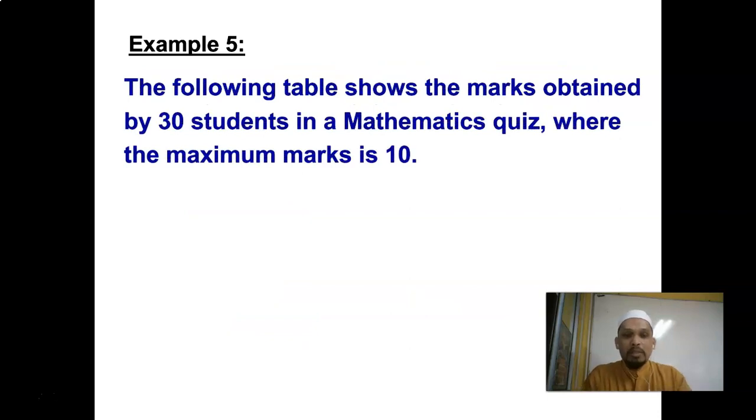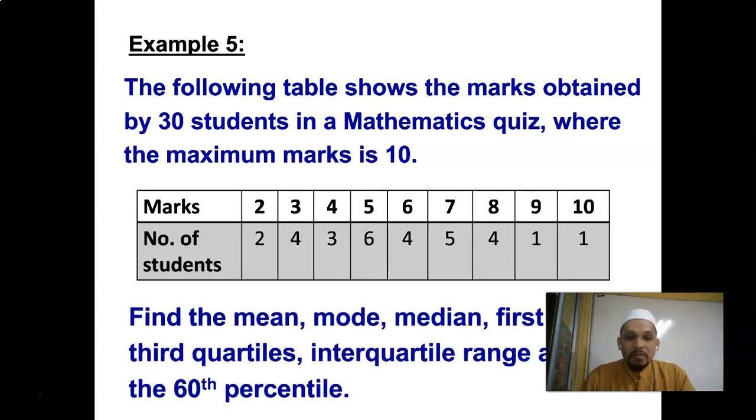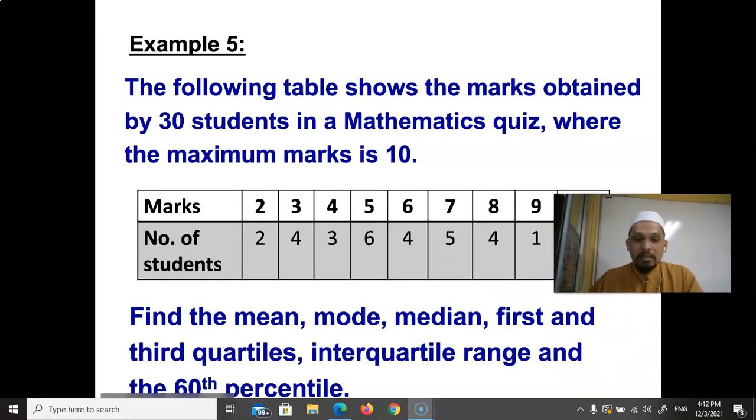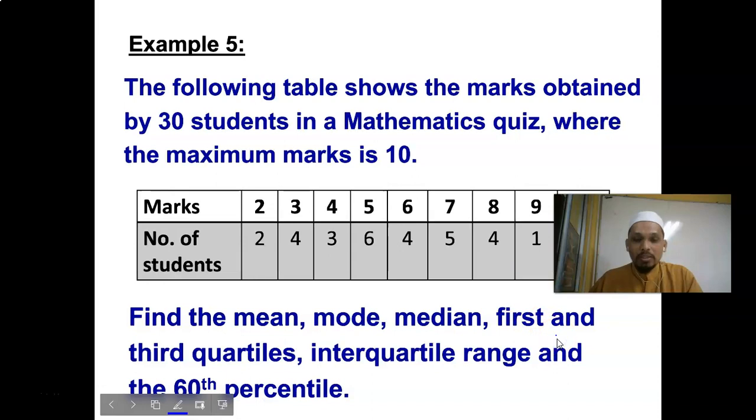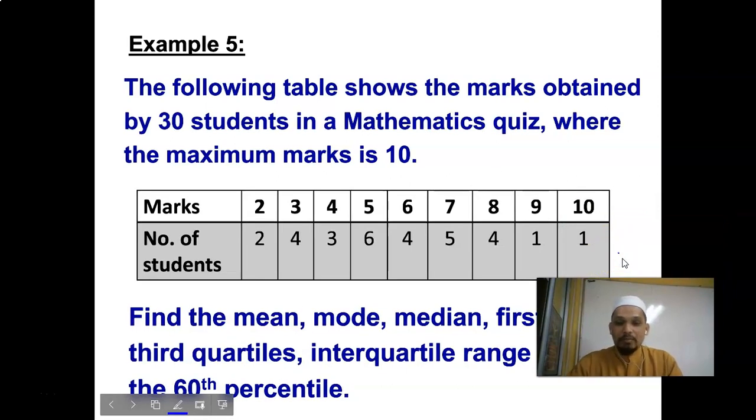So the following table shows the marks obtained by 30 students in a maths quiz, where the maximum mark is 10. Find the mean, mode, median, first and third quartiles, interquartile range, and 60th percentile. Okay, are you all ready? Okay, let's continue.